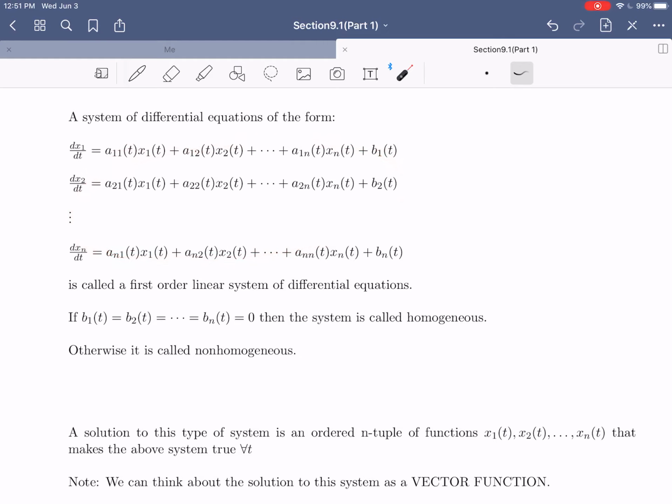Now, like I said, right now we're going to think about this as an ordered n-tuple of functions, but eventually we're going to think about these as a vector function. We can think about the solution as a column vector where the elements of that column vector are functions, not just values, but actual functions. So that's eventually what we're going to be headed to in section 9.2.